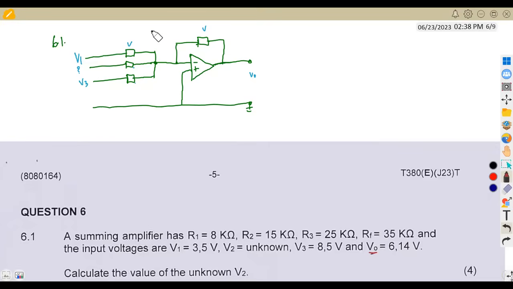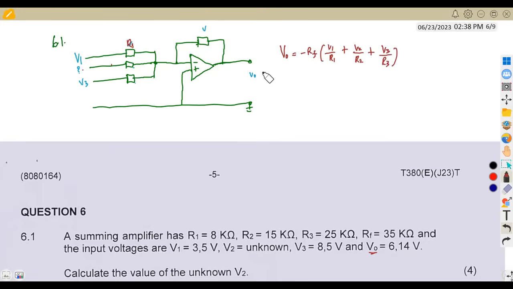From the output voltage, how are we supposed to have? We know that our formula is supposed to be given as V out is equivalent to minus RF into V1 over R1 plus V2 over R2 plus V3 over R3.